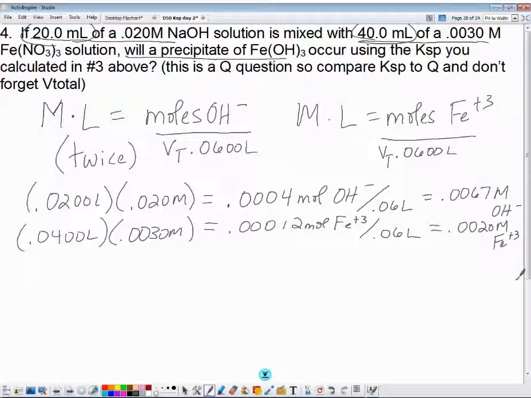Now, let me just stop a quick moment. That's Unit 2. All of that right there is just a Unit 2 review. Molarity times liters divide by total volume. Anytime you're taking two solutions and mixing them, molarity times liters divide by total volume, to get the initial molarities when they're together.